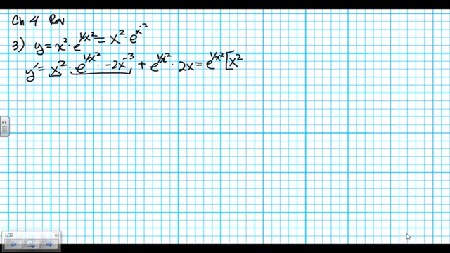X squared times negative 2x to the negative 3 is negative 2x to the negative 1 plus 2x. Now the reason why this is a handy thing to do is that we have to find intervals of increasing and decreasing. We recognize that intervals of increasing and decreasing happen when the derivatives are positive or negative. And this expression right here is always positive. So the only place that you can get a sign change is where this other expression changes.